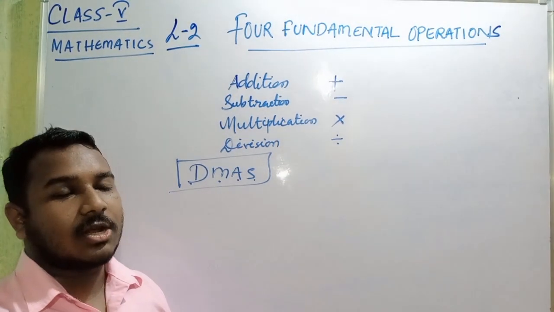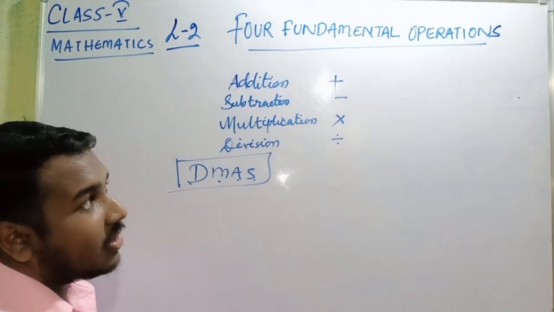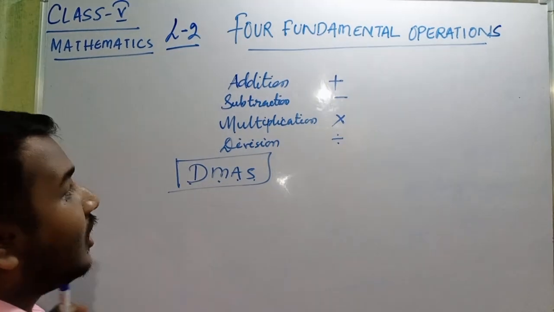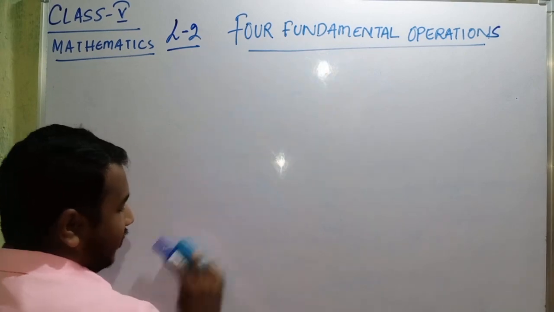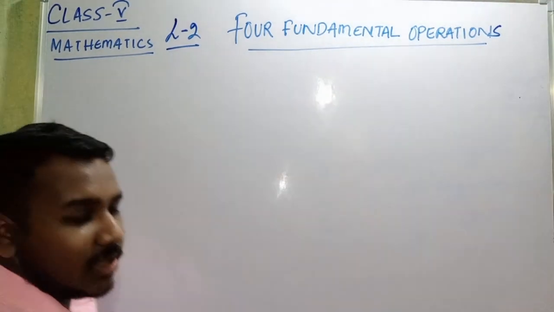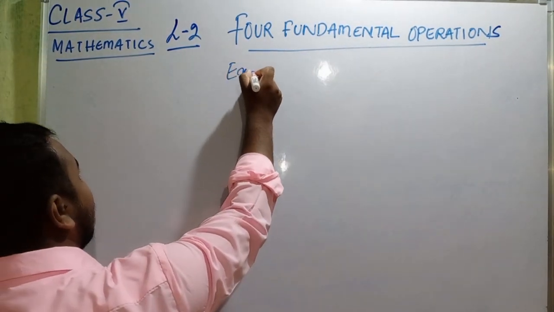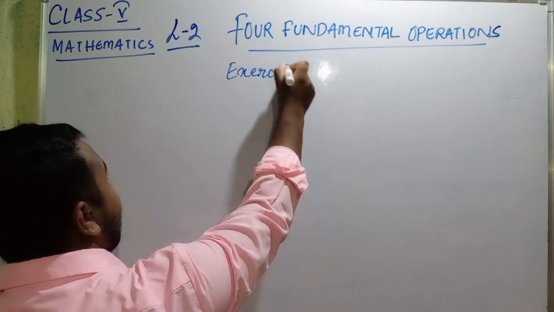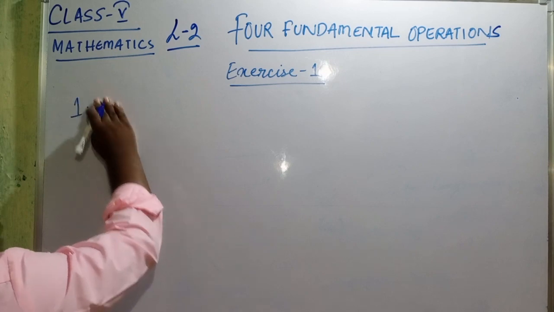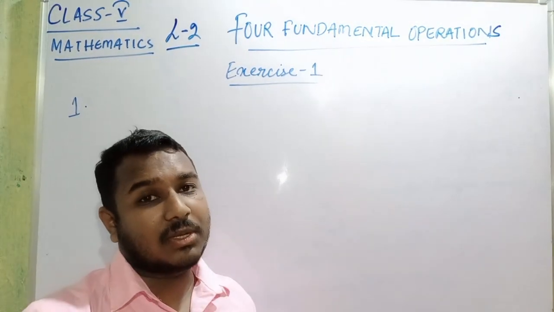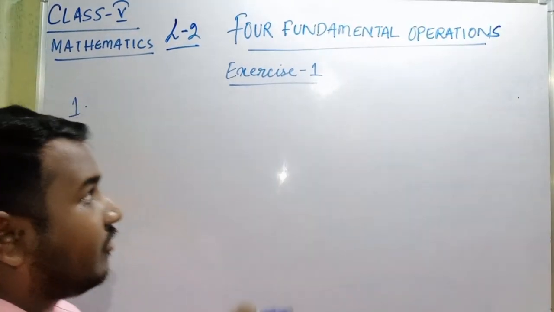fundamental operations. In your second chapter, first exercise, it is all about recalling what you have learned in your earlier classes. That means in 3rd class, 4th class, what you have read, that only I am going to explain once again. So see exercise 1. Question number 1. I am not going to explain each and every question, but I'll be explaining 1 or 2 questions from every bit. So see the first question, that is find the sum.